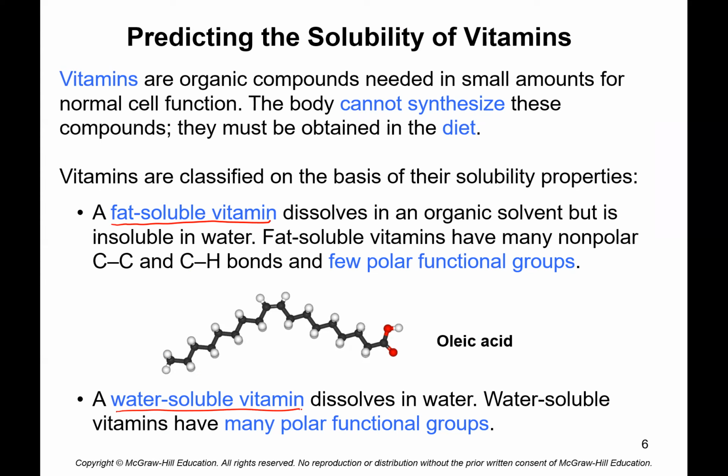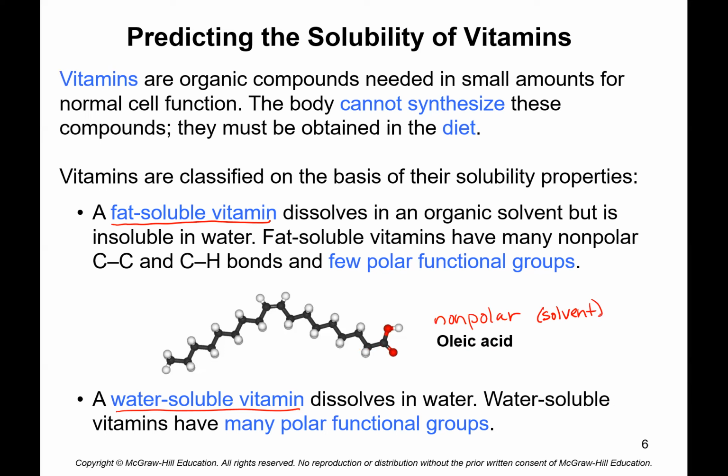So the fat-soluble vitamins are defined as vitamins that can dissolve in an organic solvent, but are insoluble in water. So really what they're saying here, recall that a fat, this is oleic acid, the same molecule we just looked at in the previous slide. Fats are going to be nonpolar molecules. So when we say that something is fat soluble, we're basically saying that they are soluble in a nonpolar solvent. So if something is going to be fat soluble, it has to be nonpolar.